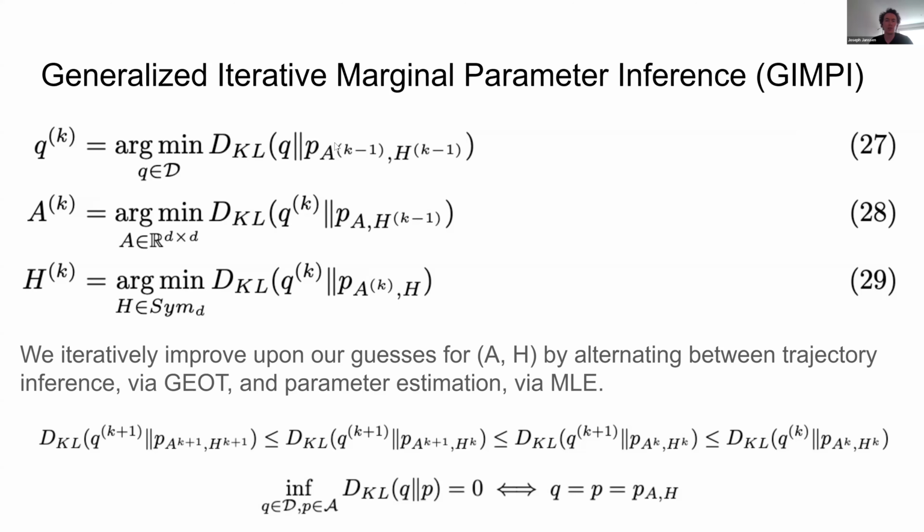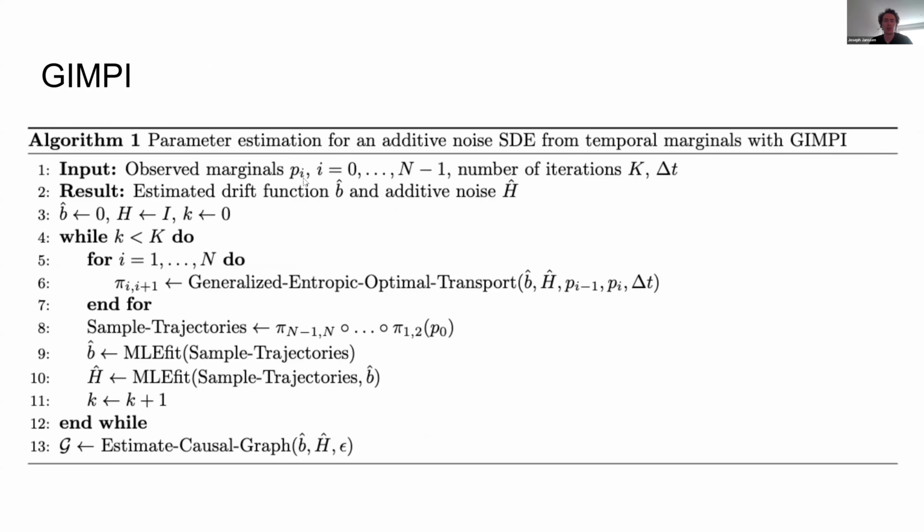In the beginning of our algorithm, we start with an initial guess of A and H, and it can be anything you want. As we go through each iteration, the couplings or trajectories that we're forming get better and better, and also the parameters, drift and diffusion, get better and better. Hopefully we converge eventually to something really good, and then at the end we can use these parameters to get our causal graph.